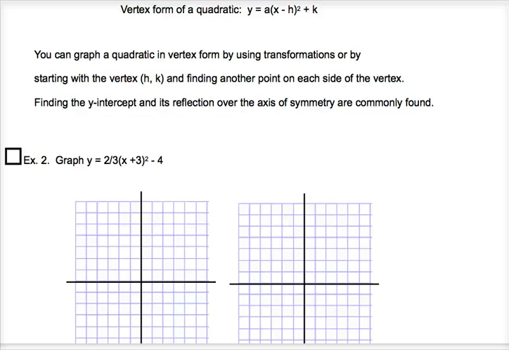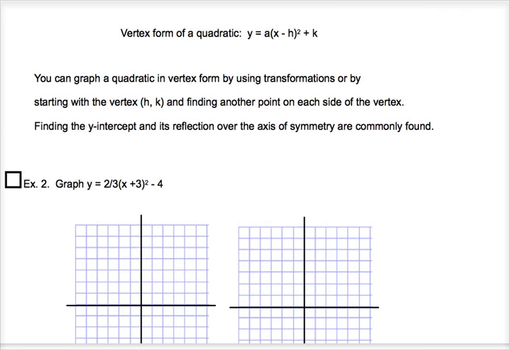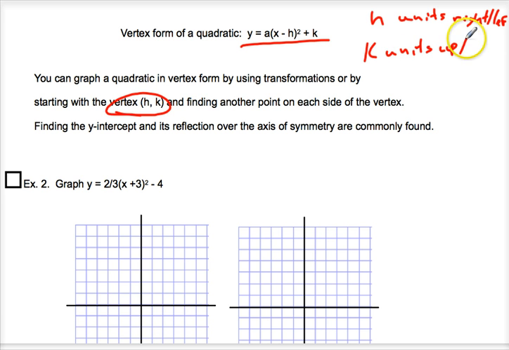Okay, so you can graph by using transformations or by starting with the vertex. So here's vertex form of a quadratic. Y equals, you've got some number in front, call it A, times the quantity x minus h, quantity squared, plus k. And I say hk is the vertex, and hopefully that makes sense to you because this would tell me to go h units right or left, depending on if it's positive or negative. You don't know if h is positive or negative based on this. So h units right or left, and then you'd go k units up or down, depending on if k is positive or negative. So hk is your vertex.